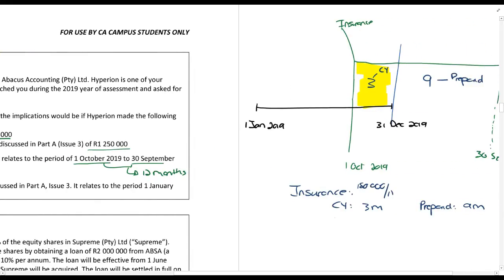180,000 rands is for a period of 12 months, so 15,000 rands per month. 3 times 15,000 equals 45,000. And 9 months times 15,000 is 135,000.